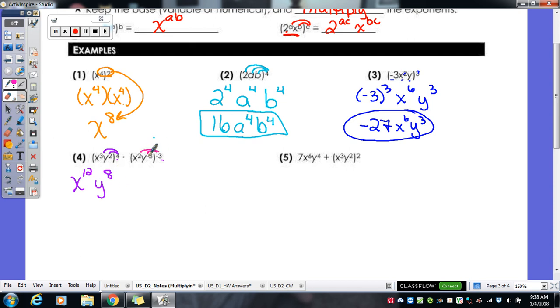Now I have to distribute this -3 through my second parentheses. So that gives me x to the -6. 2 times -3 gives me -6. And then y to the what? 9. Now we're just multiplying. So this goes back to our first set of rules. When we're multiplying, what do we do with our exponents? Add. So for our x is 12 plus the -6 gives us 6. We got x to the 6th. 8 plus 9 gives us 17. So we get x to the 6th, y to the 17th.